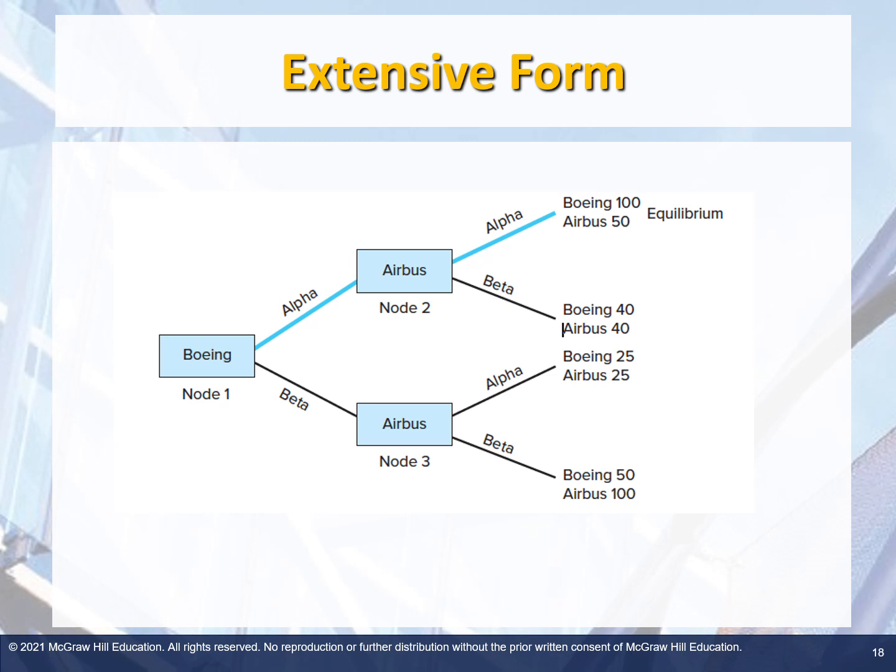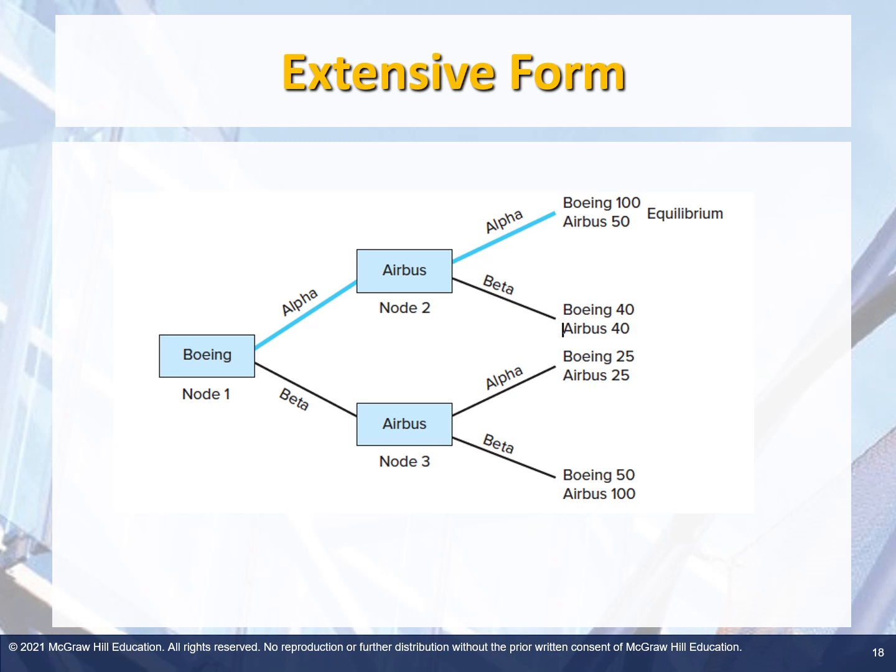If Boeing chooses Alpha, the outcome will be Alpha Alpha, with Boeing getting 100. If Boeing chooses Beta, the outcome will be Beta Beta, with Boeing getting 50. So we know Boeing will choose Alpha. The equilibrium path is Boeing chooses Alpha, Airbus responds with Alpha, Boeing gets 100, Airbus gets 50.